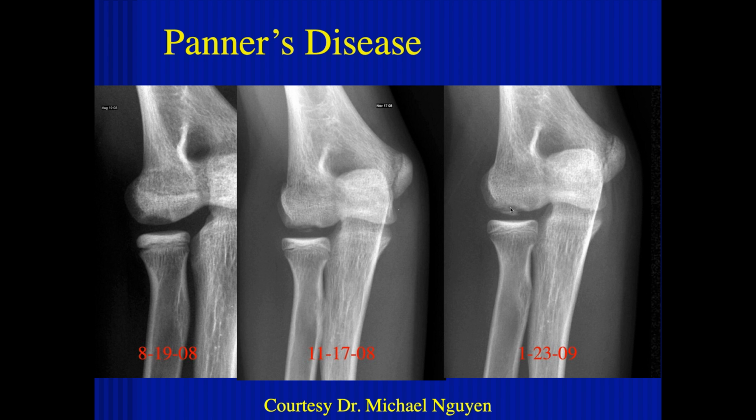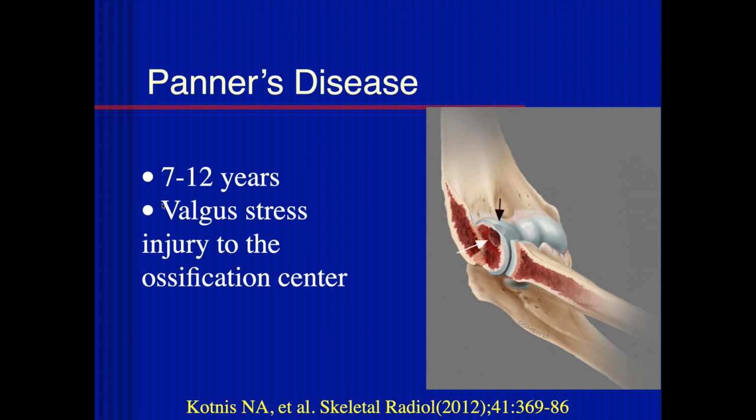And early on with Panner's disease, you may not see changes on plain films. This patient is a little bit older. If they'd been a year or two earlier, you wouldn't have had enough ossification here to be able to see it well on plain films. So that's what you look for with MR, that injury to the growth cartilage. And that's early on so that you can hopefully intervene and allow them to heal better. So Panner's disease is typically age 7 to 12 years. It's a valgus stress injury to the ossification center in that particular area.